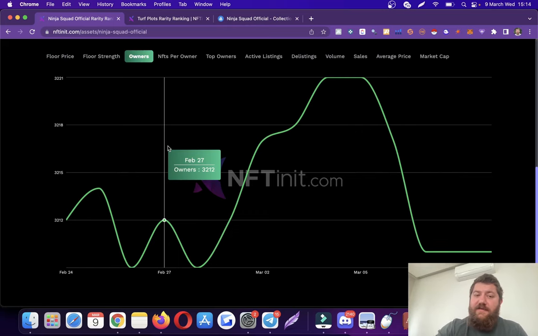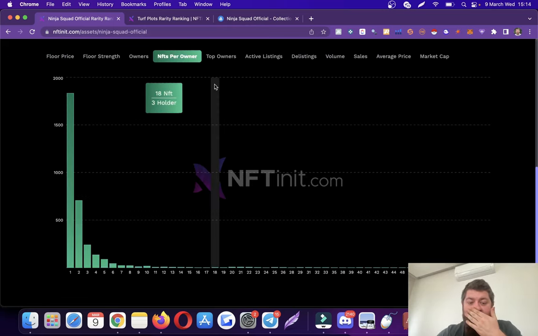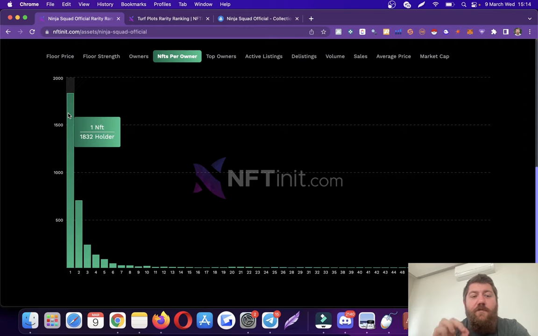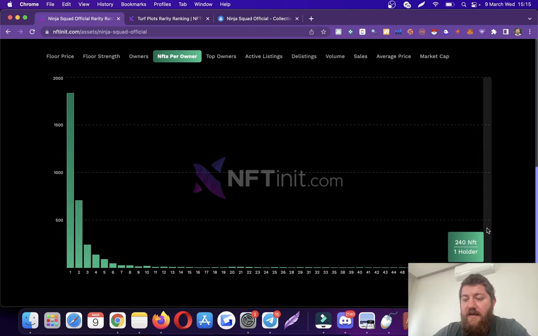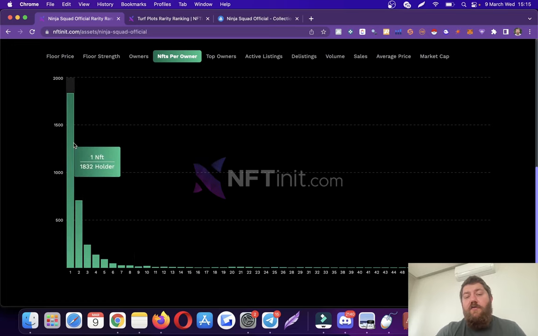And then let's see the NFTs per owner. What you see here is 1,832 people actually hold one NFT. However, there is this guy who is holding 240 NFTs in this single collection. So this is connected to what I explained just now. I would like to see many people holding either one or maybe two, three NFTs at most.